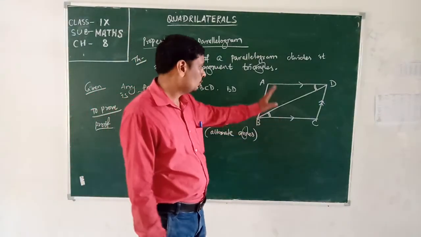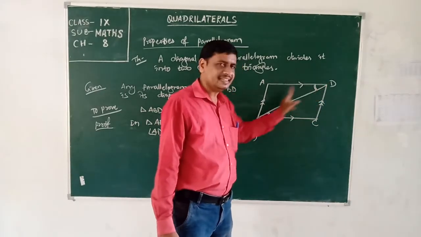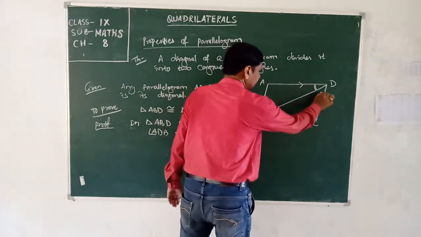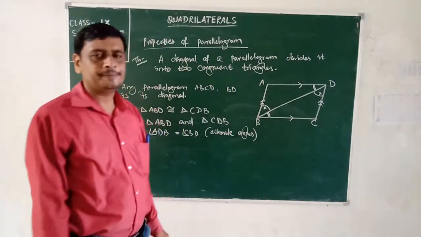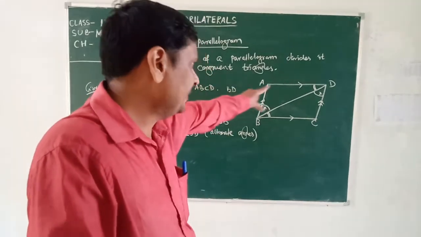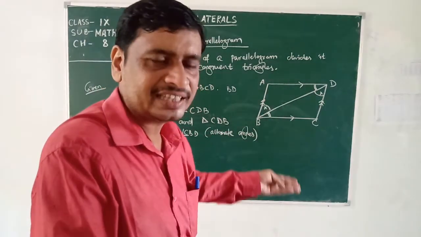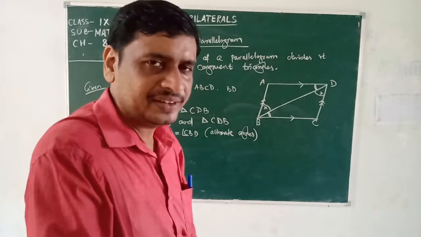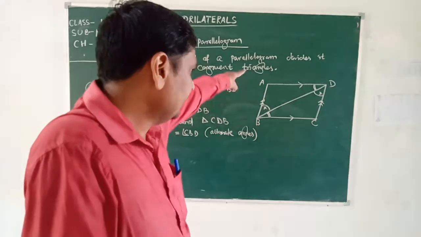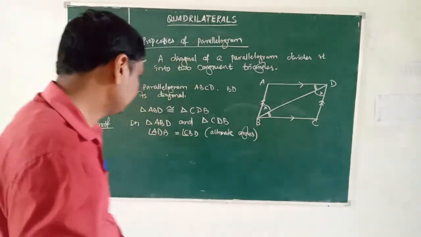Similarly, when we take AB and CD as parallel lines and BD as the transversal, then this angle and this angle become equal by the alternate angle property. Since AB and CD are the opposite sides of the parallelogram, they are parallel and BD is their transversal. Then angle ABD and angle CDB become equal.